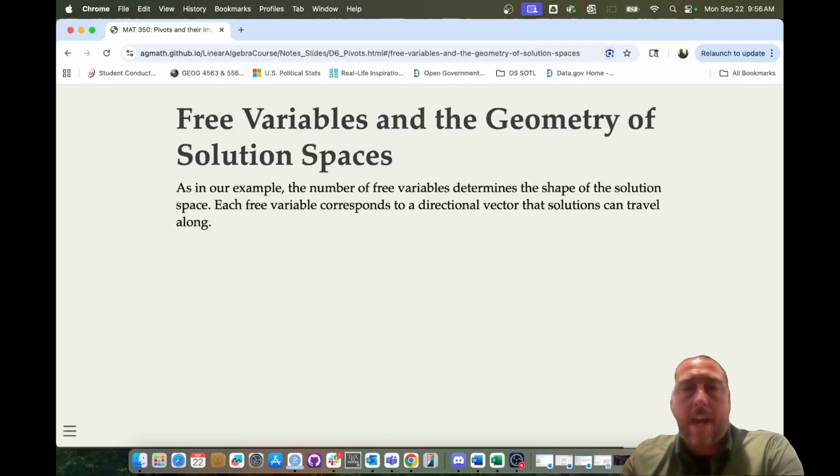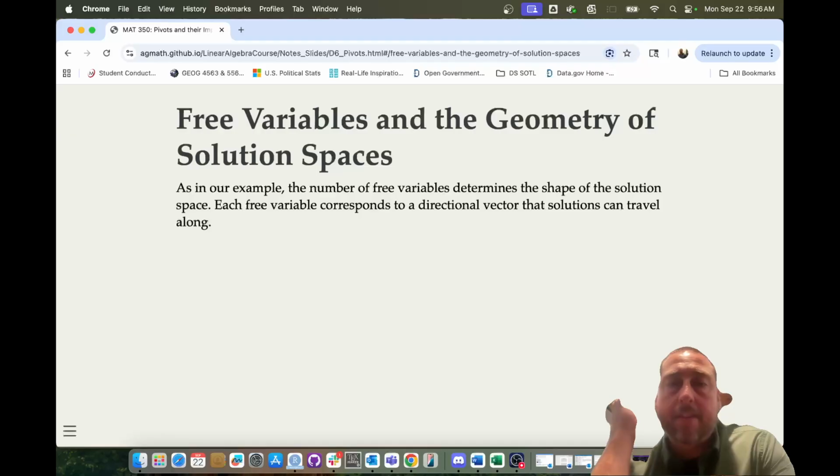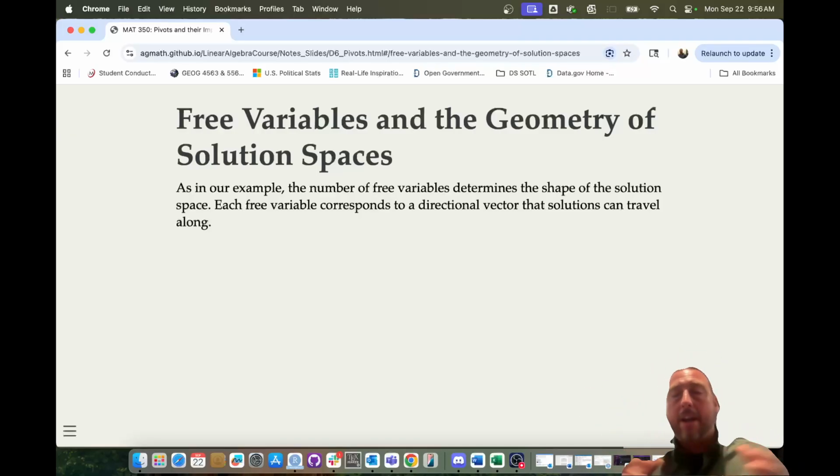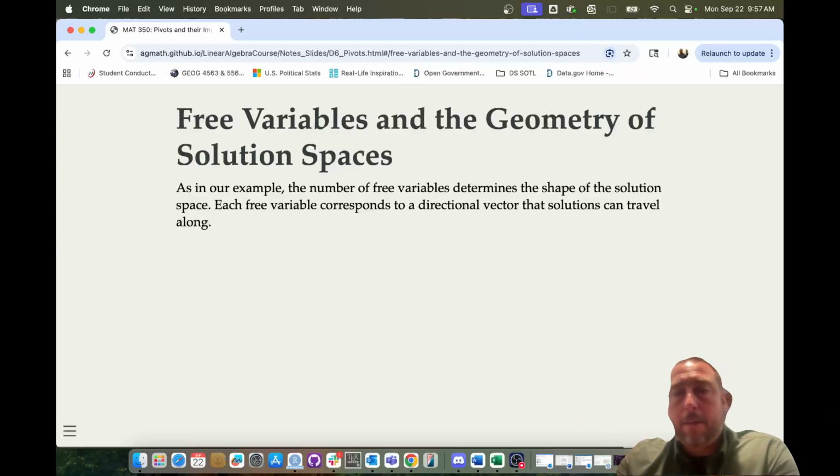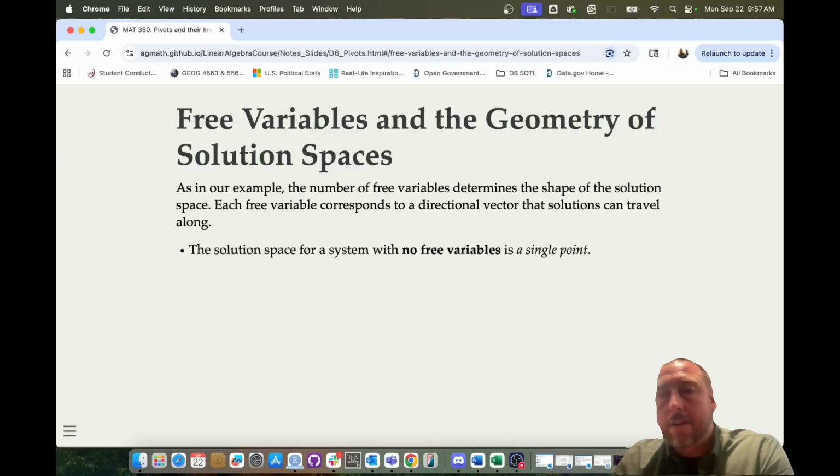So to recap on free variables and the geometry of solution spaces, we only saw scenarios here today where we had one free variable. It was x3 in both cases, but it could be the case that a different variable is free or that we have multiple free variables. The strategy for decomposing the solution vector is the same. We have a constant vector, and then we have a new vector for each free variable. So we're just going to decompose it into the pieces corresponding to constant and then each variable. Each free variable corresponds to a directional vector that the solutions can travel along.